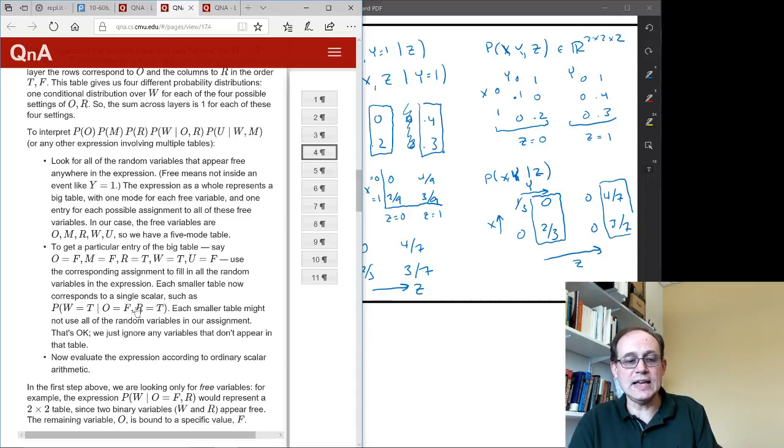And notice that when we did that lookup, we had to ignore some of the values in this assignment, and that's fine, right? We just use the ones that are relevant and don't pay attention to the rest. And so now for each one of these 5 little tables, when we fill in all of the assignments, we get a scalar. And so we get a scalar times a scalar times a scalar times a scalar times a scalar, and we know how to evaluate that, right? That's just ordinary real arithmetic. So that's a complete recipe for how to evaluate this expression to get a table with 32 entries in this case.